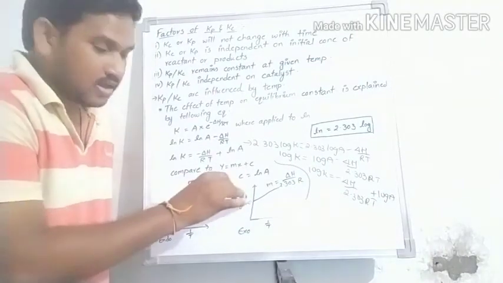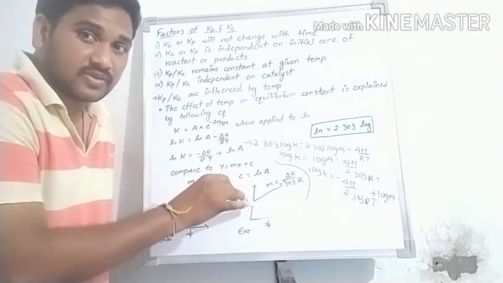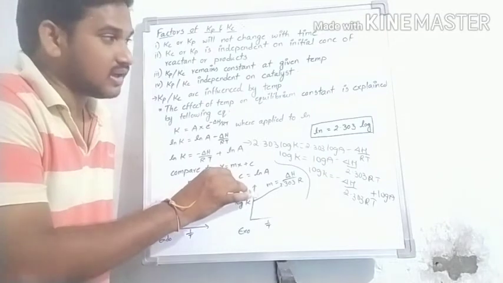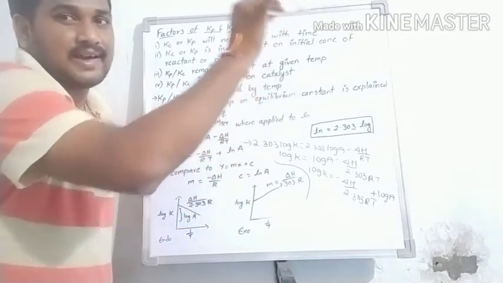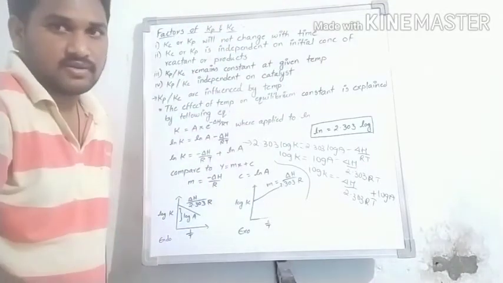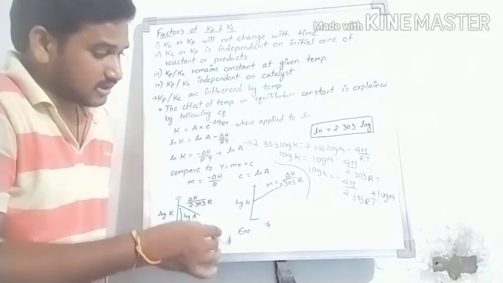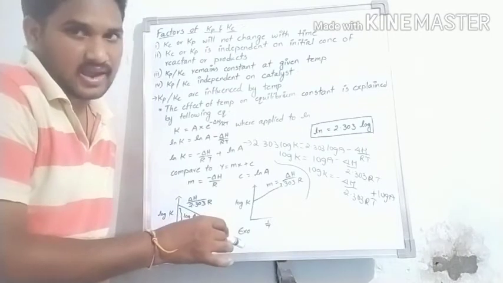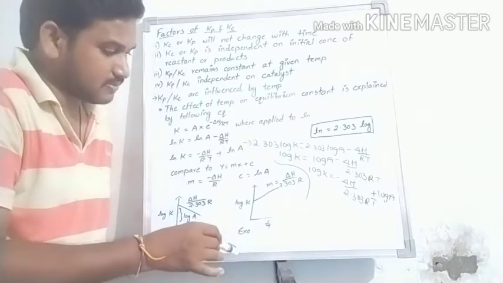In this one, the straight line observed touches the y axis and always increases. The line is always straight forward. So that is the exothermic reaction. Sir, is my point clear or not?